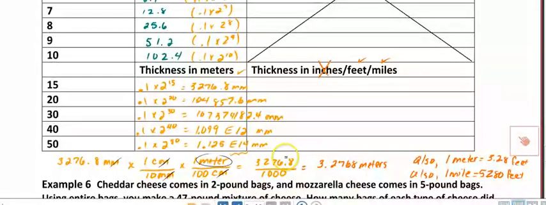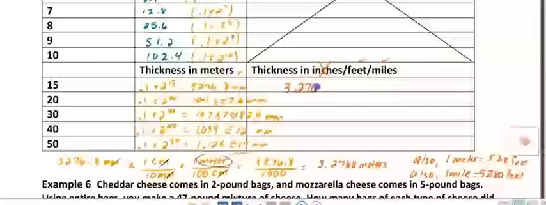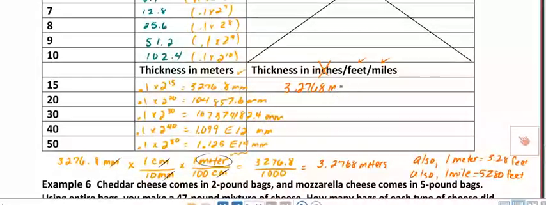So 3,276.8 millimeters is the same thing as 3.2768 meters. So we could take every one of these answers, divide it by 1,000, and that's going to give us meters. So do that.